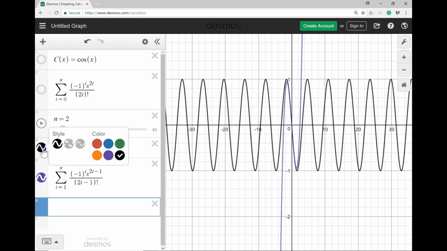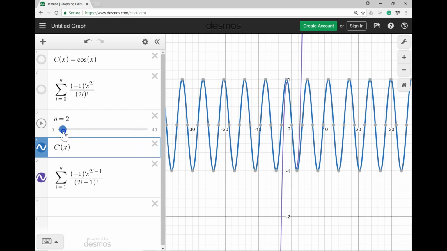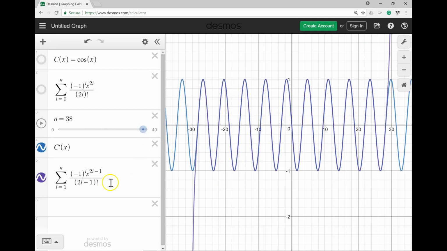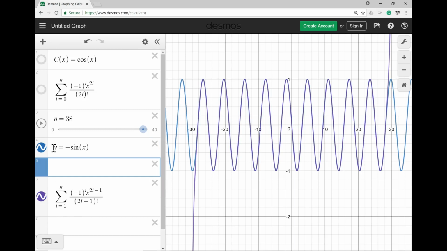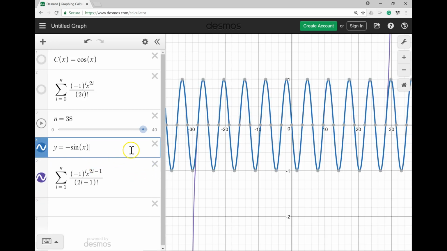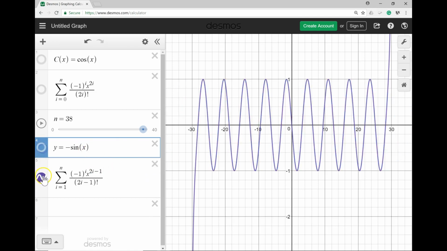I'm going to change the color on this. Let's maybe make it blue. And notice as we increase n, we get the same kind of thing happening, where it seems to be nicely wrapping itself around that negative sine function. So it seems like negative sine of x is the derivative. You can also just type in negative sine of x to confirm that it is in fact the same as the derivative c prime of x. Okay, and then similarly I'm going to hide those.